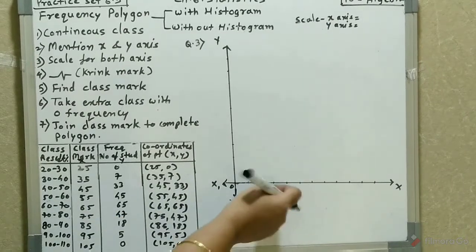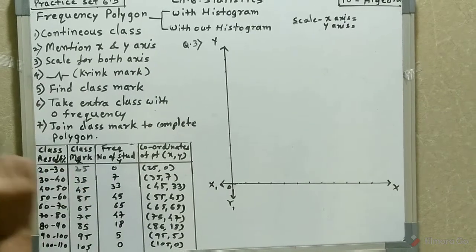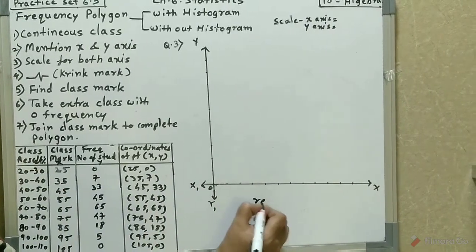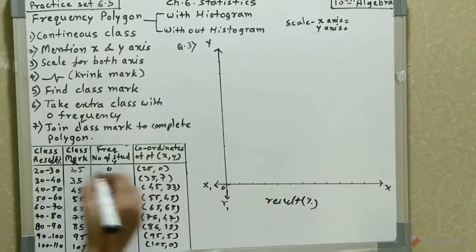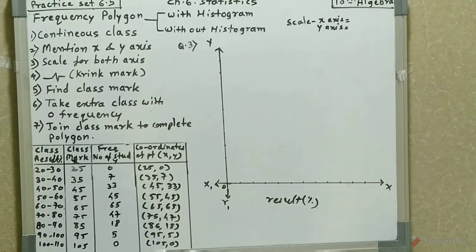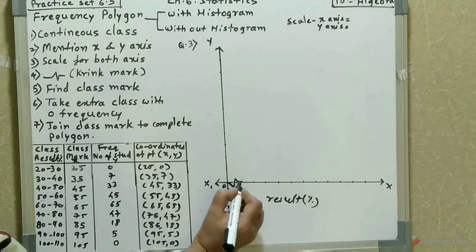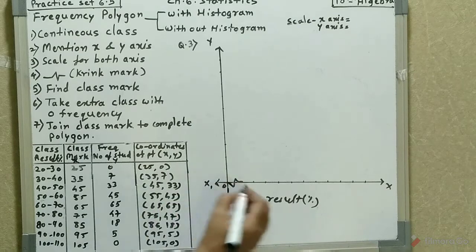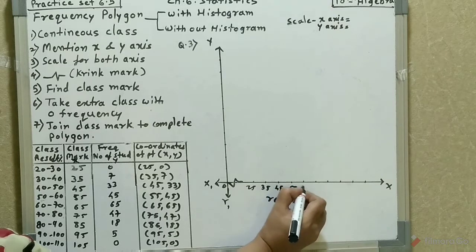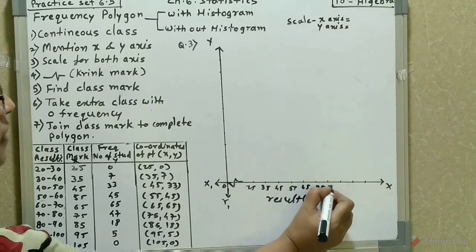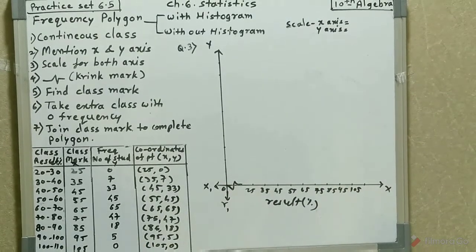Now on the x-axis we plot these points. On the x-axis the scale is the class mark, so directly draw the class marks: result in percentage. Here the difference between 20 to 30 is 10, but 0 to 20 is a difference of 20, so we draw a mark here and leave the first class extra. Here we write 25, 35, 45, 55, 65, 75, 85, 95, 105. So this is the result in percentage.